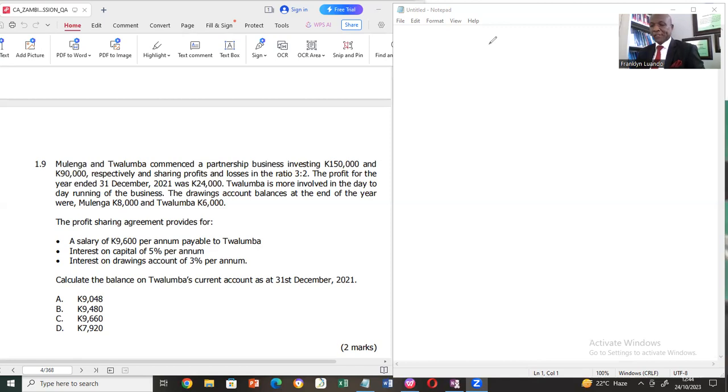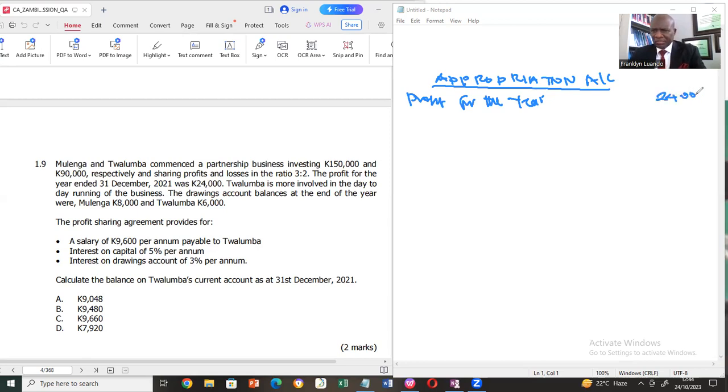I'm going to show you all the workings. The first thing to do is to prepare the appropriation account. Appropriation account, that's where the profits are shared. So we have the profit for the year we are given, that is 24,000. Then add interest on drawings. Interest on drawings is an income to the partnership.